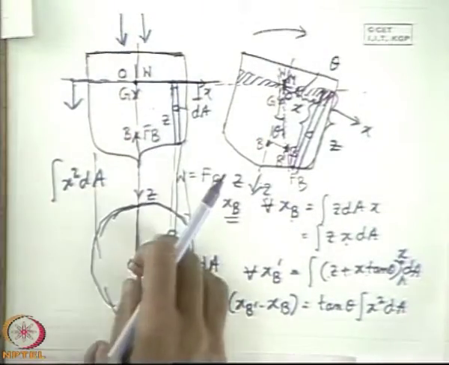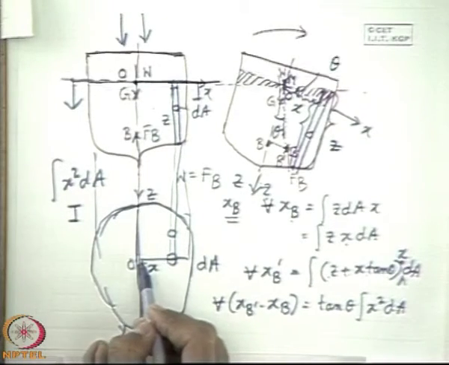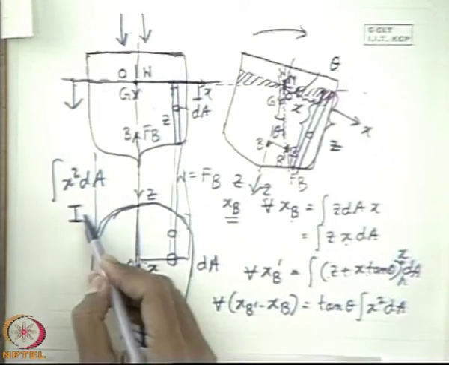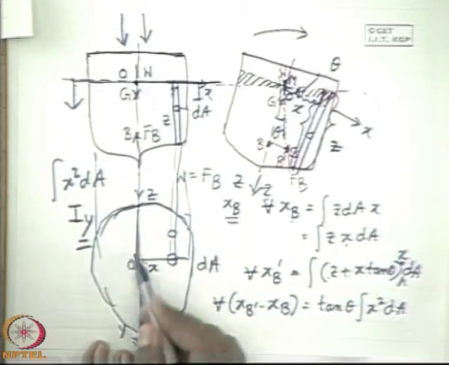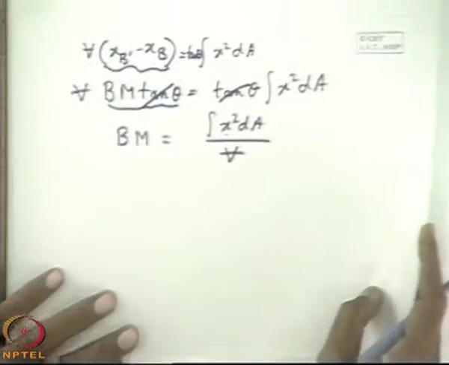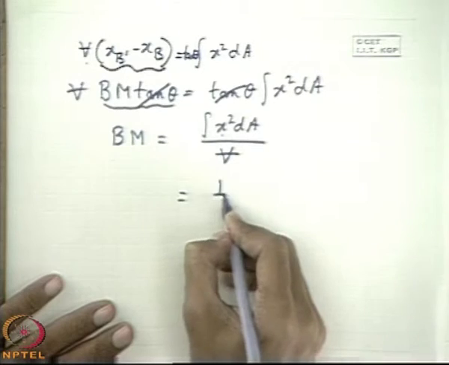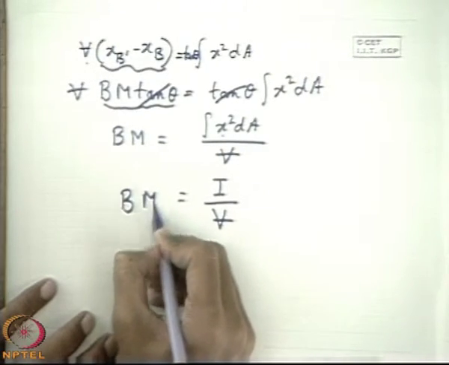So if you can understand this nomenclature, x squared dA, which we defined as I, simply I, we make Iy. Again, y makes a confusion that you will have to take this as the y axis. So simply I, so that I can write Bm is equal to, this is a very important formula, I by V. So nomenclature is like this.